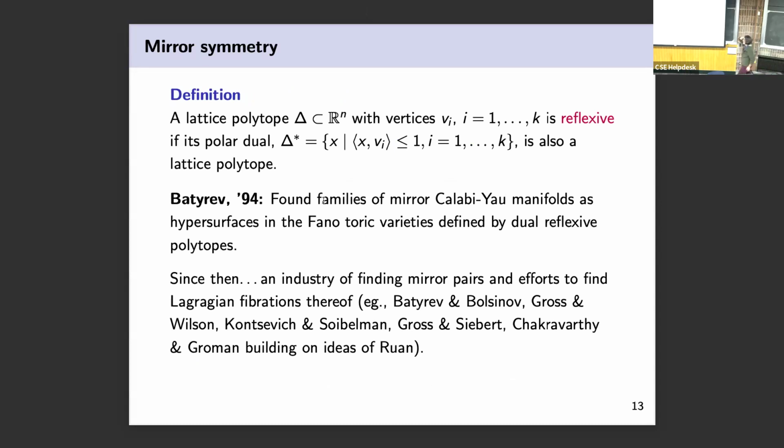So in '94, Batyrov proposed that and found a way to describe mirror pairs of Calabi-Yau manifolds as hypersurfaces in the toric varieties defined by lattice polytopes that are reflexive. If you have a polytope, you can look at its polar dual. And when you find its polar dual, if it's again a lattice polytope, then that's what it means to be reflexive. I'll give a more geometric and, I think, more accessible definition than that one in a little bit. So these are polytopes with their vertices on lattice points, in Z^n inside of R^n.